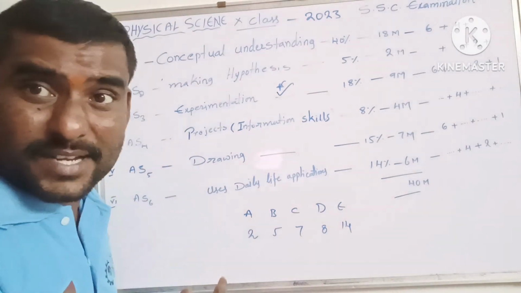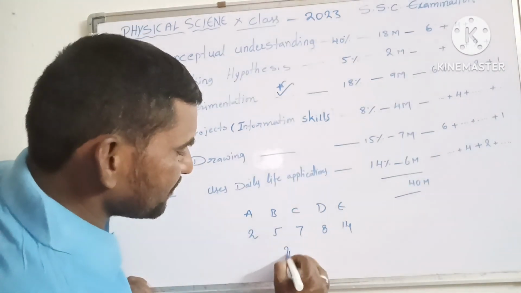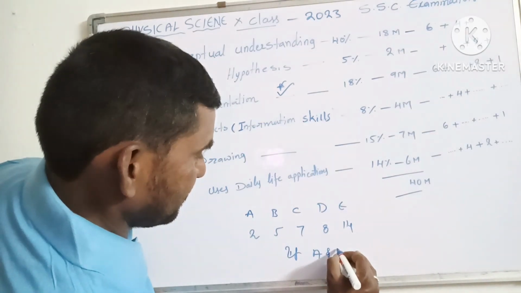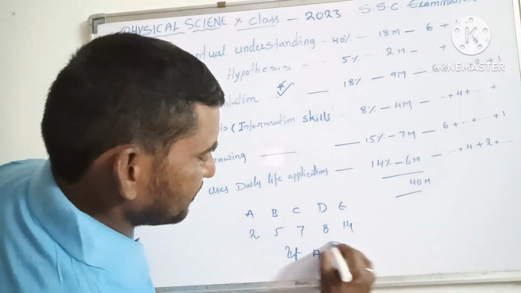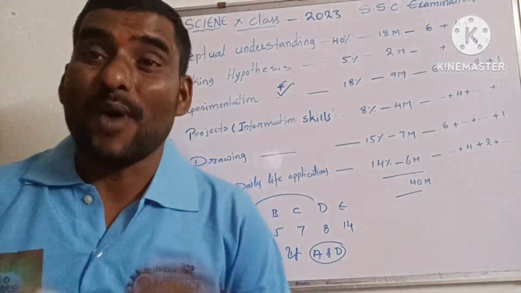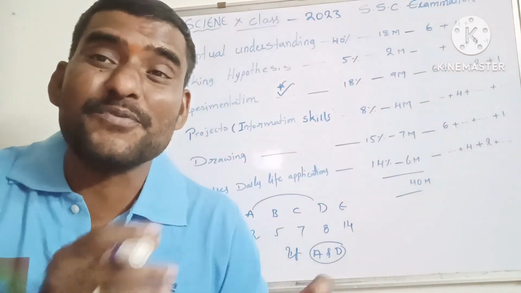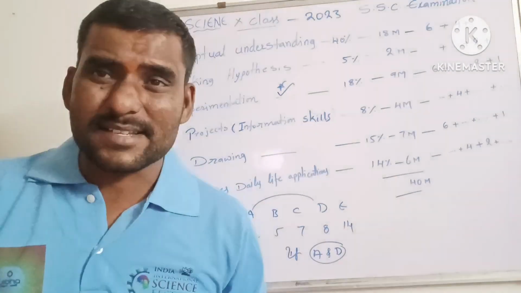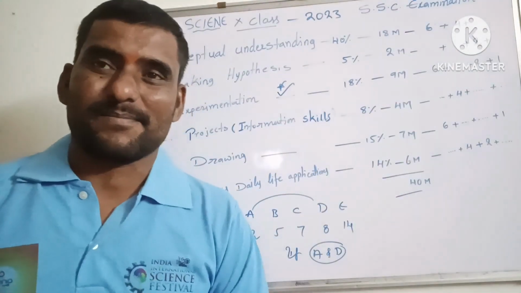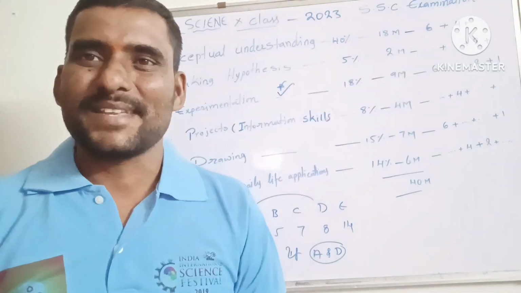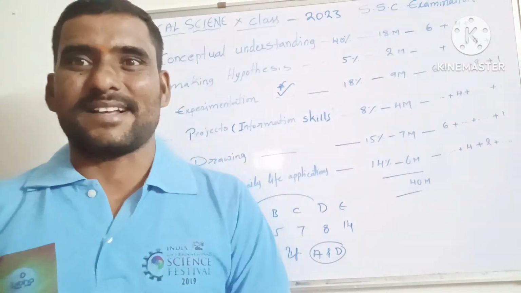But they are going to ask a difficult one: if A and D react, what will happen? Which type of salt can form? Actually, this is an acid, this is a base. If an acid and base combine, they give salt and water. Which type of salt is that? Don't say simple salt. Is it an acidic salt or a basic salt?